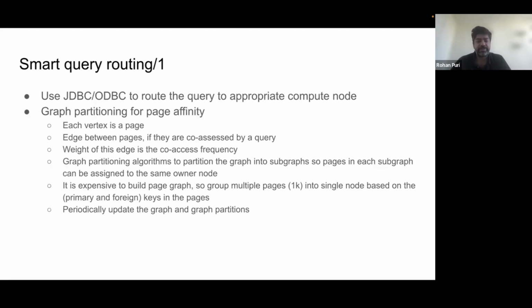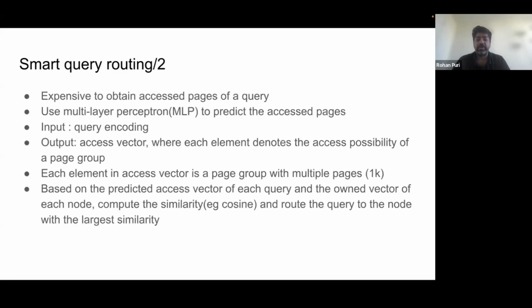to avoid the conflicts. But now the problem is that it is expensive to build a page graph. So you have to group multiple pages into a single node based on keys, and then you periodically update the graph and graph partitions. But then what is another issue? The other issue is that it is expensive to obtain all the pages that are being accessed by a query. So if that is the case, then these guys make use of a multi-layer perceptron to predict the accessibility.